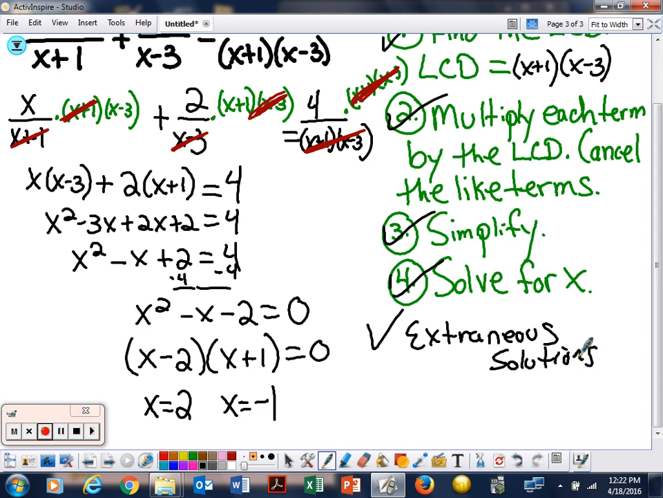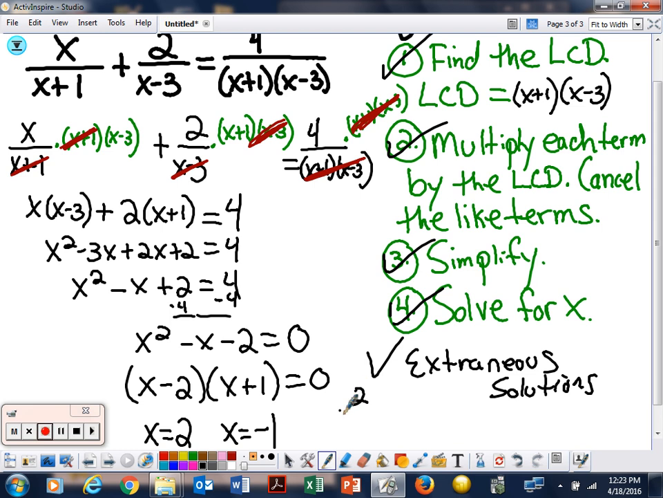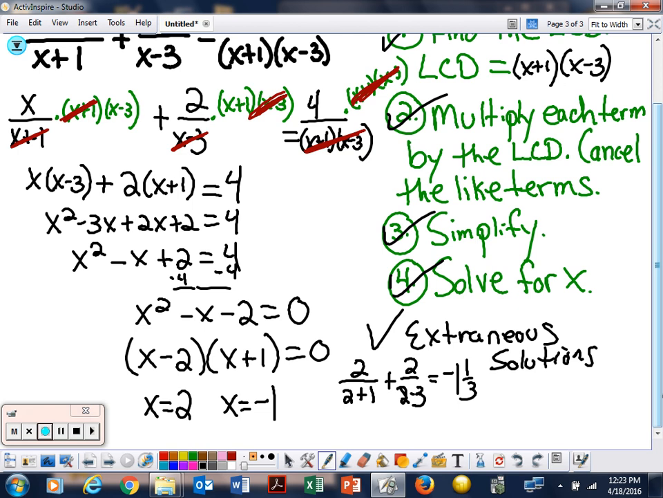All right, well, we need to plug it back in. If we take the 2 and plug it back into the original, so 2 over 2 plus 1 plus 2 over 2 minus 3, we end up with negative 1 1/3. If we plug that in on the right side, we get 4 over 3 times negative 1. All I'm doing is substituting for x. I'm checking the number 2 right now. And I end up with negative 1 1/3. So 2 works. 2 is okay.